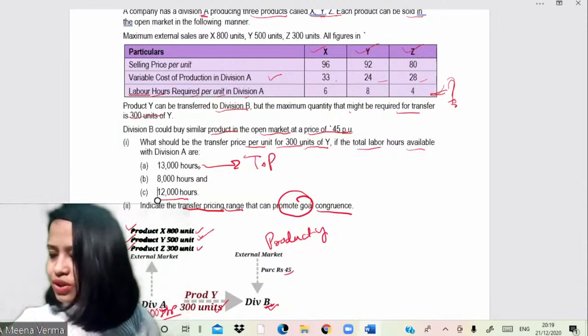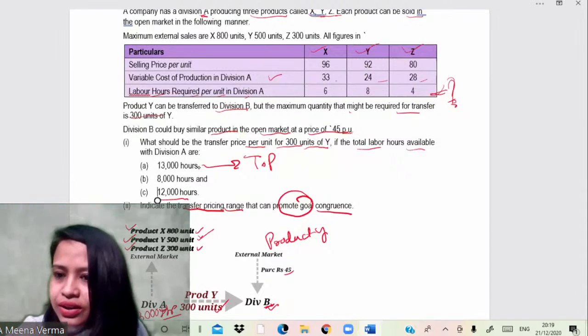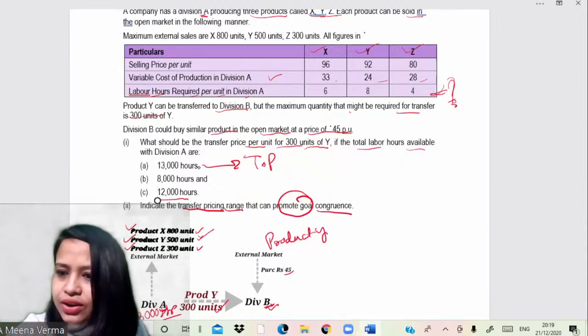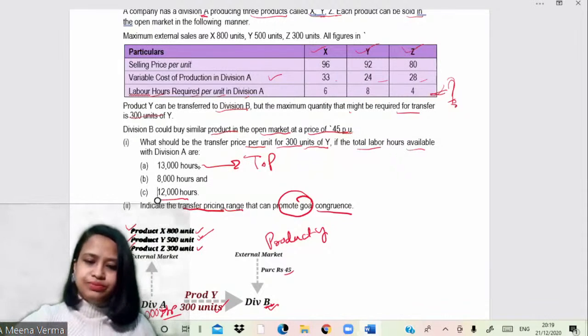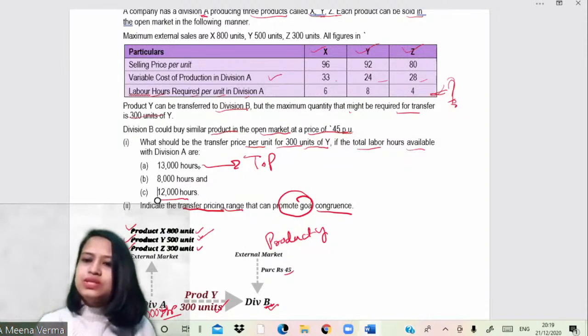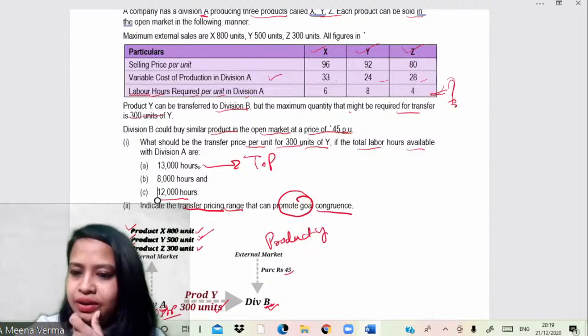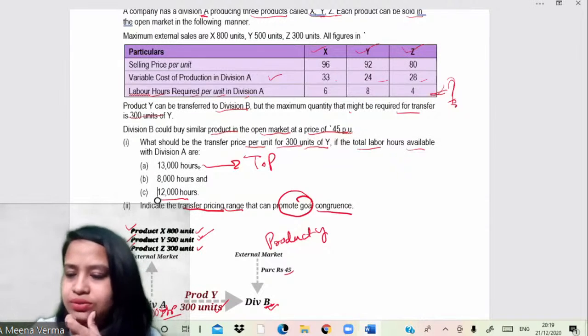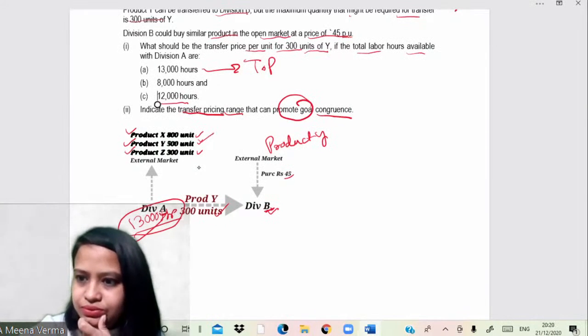Can you tell me? I want all of you to give me some suggestion. Are you there? Quickly tell me. It's a very good question. All students? Quickly tell me, are you there? I'm waiting for you all. Can you tell me the transfer price if division A has 13,000 hours? Ambika, other students, give me the answer.